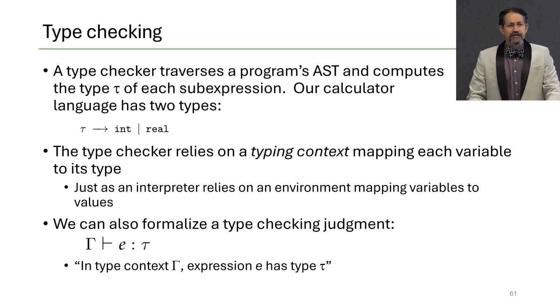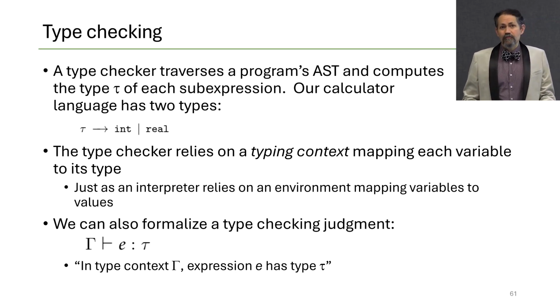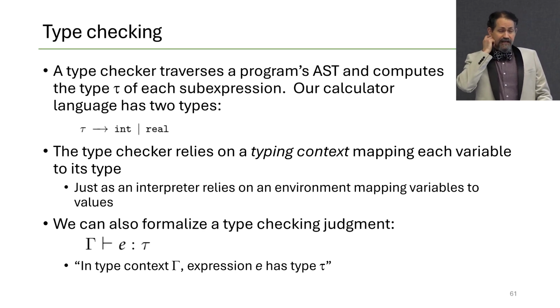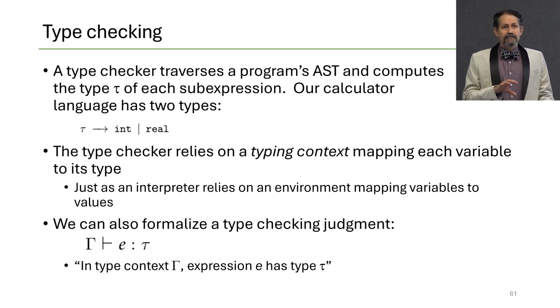We can formalize a type checking judgment similar to the one we formalized for dynamic semantics. Our type checking judgment states that in context gamma, that's the Greek letter gamma, that's the map from variables to types, or the typing context. So we say in type context gamma, expression E has type tau.